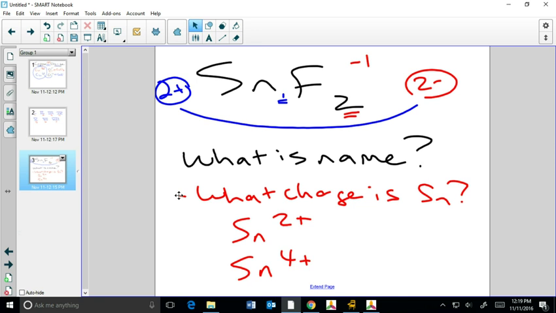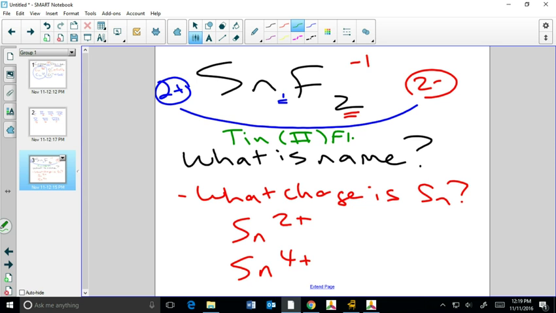So therefore the name of this would be tin 2 fluoride. I think I spelled fluorine wrong, so I apologize there. Tin 2 fluoride. That is how we use Roman numerals in the name only, not in the formula. We don't put it in the formula. We use it for the name.